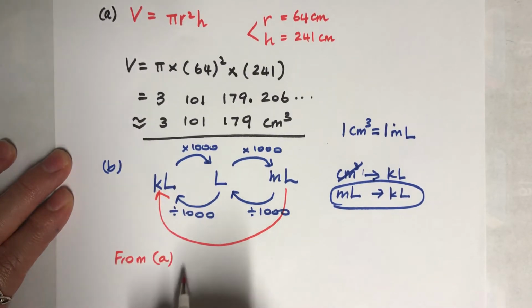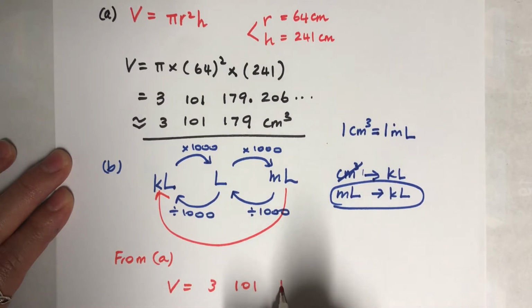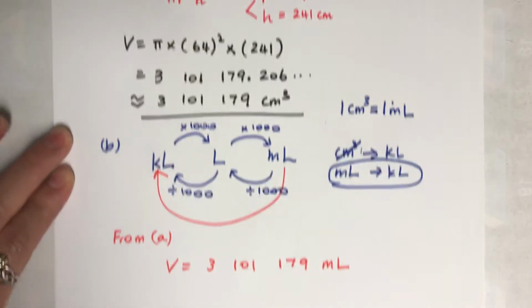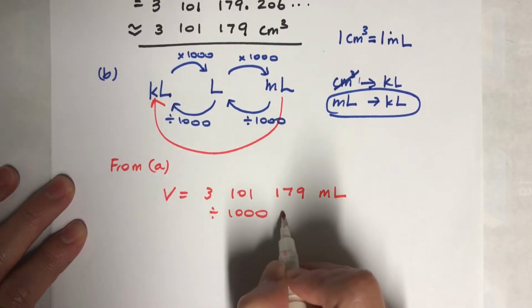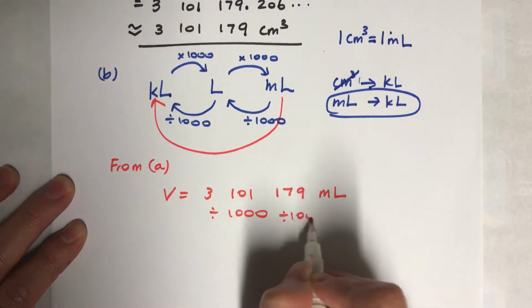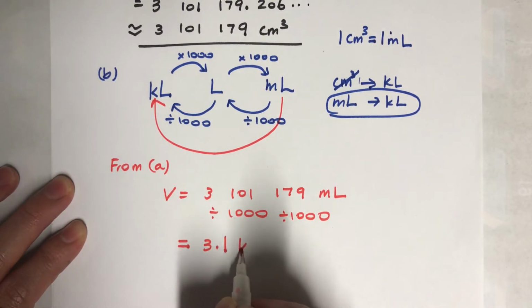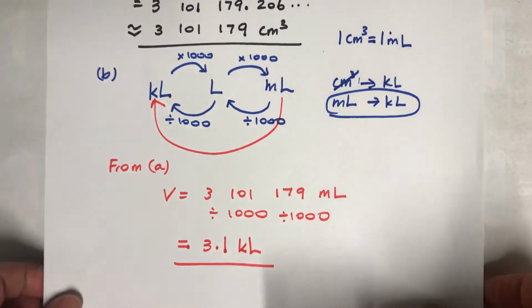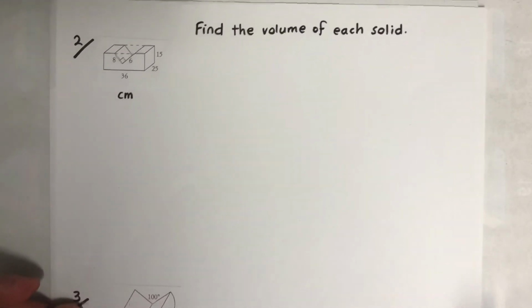From A, we got volume equals 3,101,179 milliliter. And I'm going to divide it by 1,000 and then divide it by 1,000 again. And if you do that in your calculator, you will get 3.1 kiloliter. Okay, so that's done. Now, example question 2, I meant. Now, hopefully you can see this one a little bit clearly.